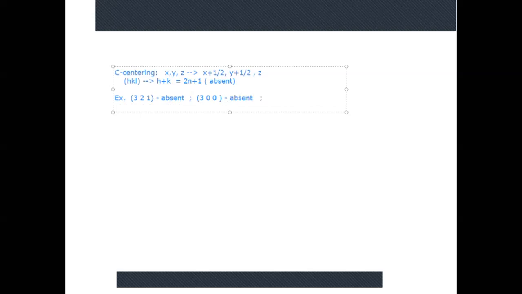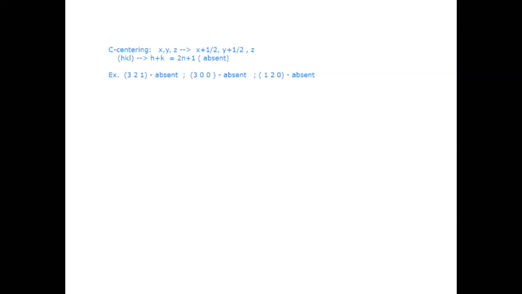And we'll do one more. The 120 reflection plane would be absent because, again, H plus K has to satisfy the criteria that when you add them together, it's odd. So that's for C centering. Now we'll look at A centering and B centering before we get to face centering and body centering, which can be a little bit more complicated.